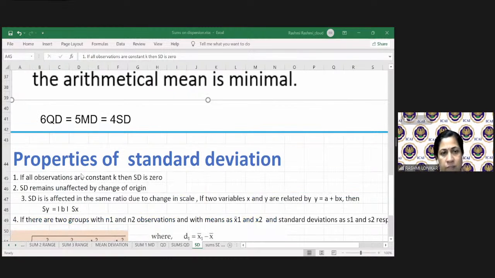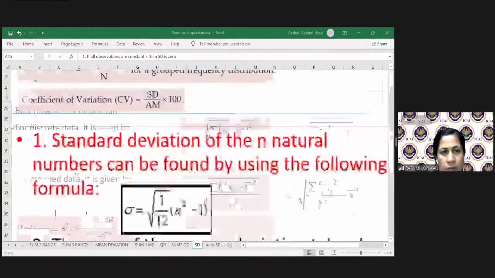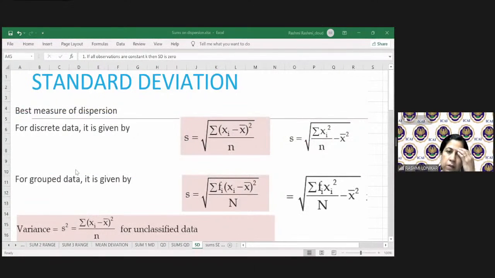Properties of standard deviation. Okay, so what we have done here is, what is the standard deviation? It is the best measure of finding dispersion. What is the formula for discrete? It is S is equal to square root of summation x minus x bar whole square upon n. So what is summation x minus x bar whole square? It is the algebraic sum of the square of the deviation. English में उसको क्या बोलेंगे? Algebraic sum of the square of the deviation.